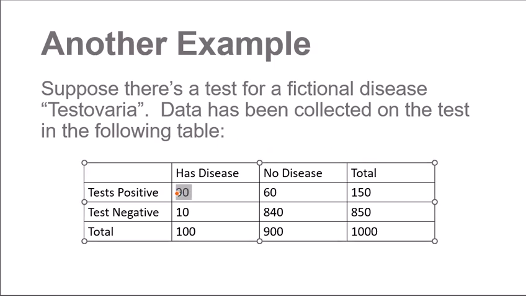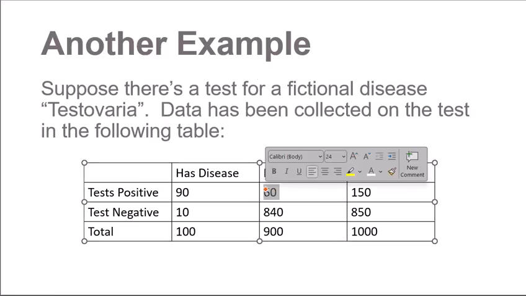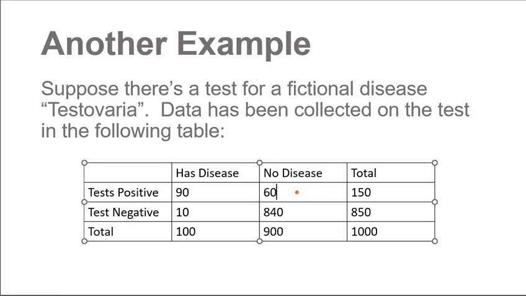So in the first box, this would be under test positive and has the disease. That's 90 people tested positive for the disease and they really had the disease. In the next box, this is the test positive row, but the no disease column. So this is people who tested positive for the disease but didn't really have it. We often will call these false positive results. In contrast, the number 90 was the true positive results. And then the total, that would be the total of this row. That's all of the people who tested positive, whether they had the disease or not. So 150 people tested positive.